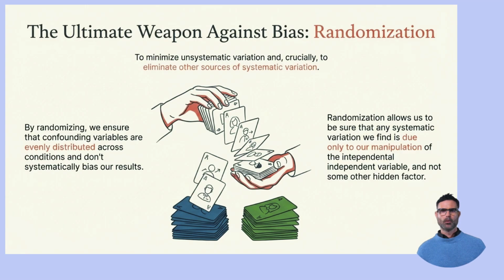Randomization is the ultimate weapon against bias because it minimizes unsystematic variation and, crucially, helps eliminate other sources of systematic variation that could masquerade as your effect. By randomly assigning conditions, we make it likely that confounders are evenly distributed across groups, so systematic differences in outcomes can be attributed with more confidence to the manipulation rather than to some hidden factor.